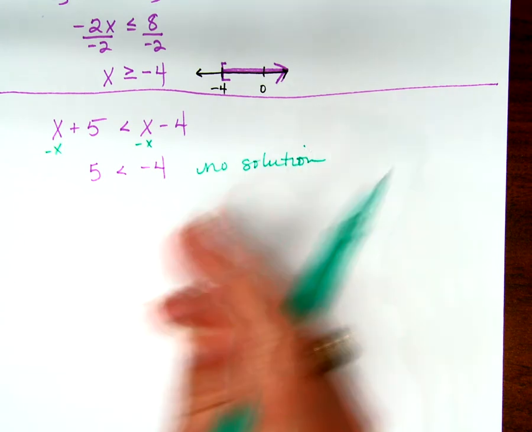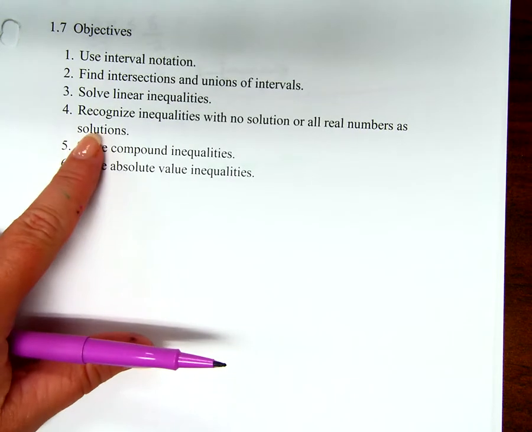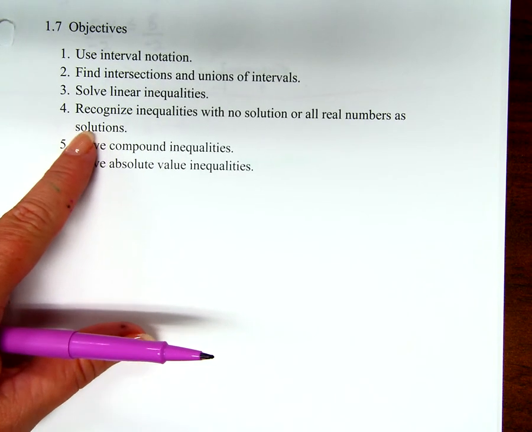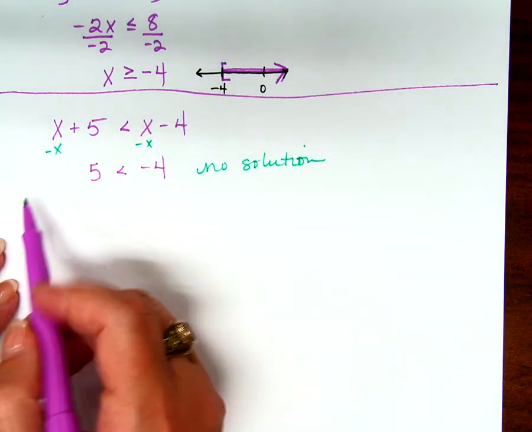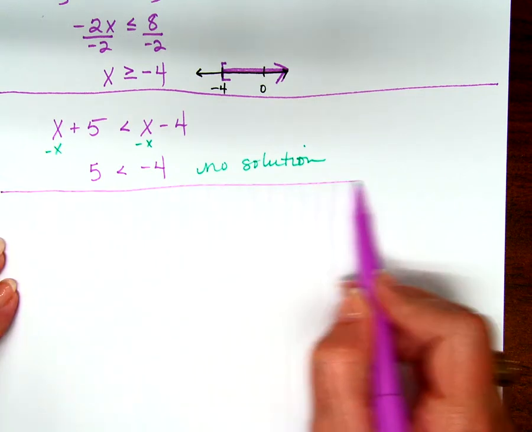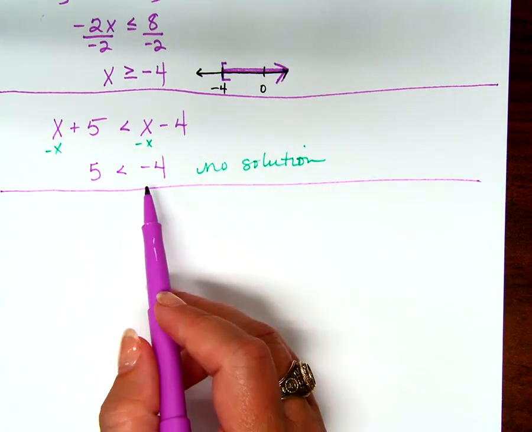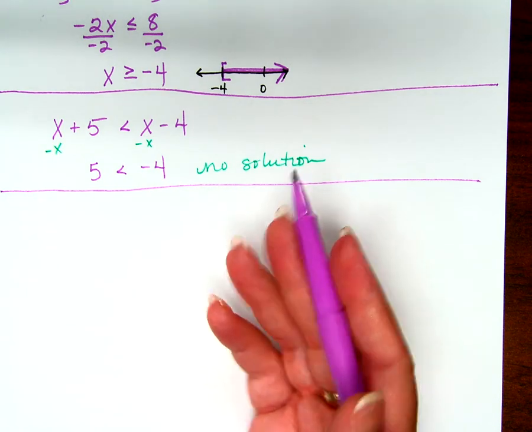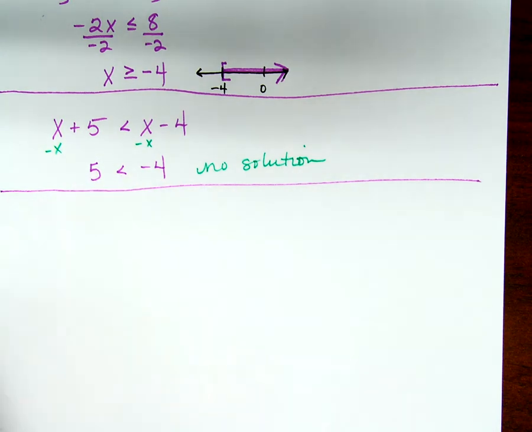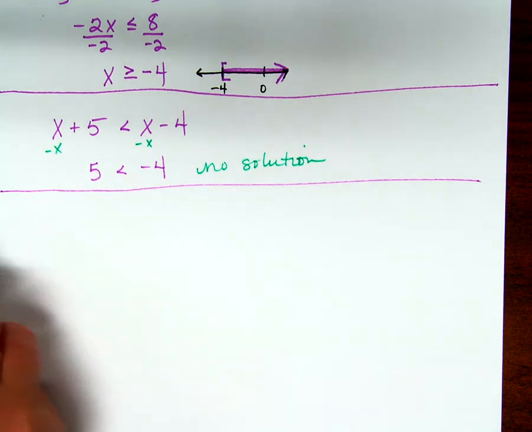And if you'll remember, part of our objectives were recognizing inequalities with no solution or all real numbers as solutions, right? So that's an easy way to tell if it's no solution or if it's all real numbers. Look at it. Is 5 less than negative 4? No. There's no value of x that I could put in that will make that true. So the answer is no solution.